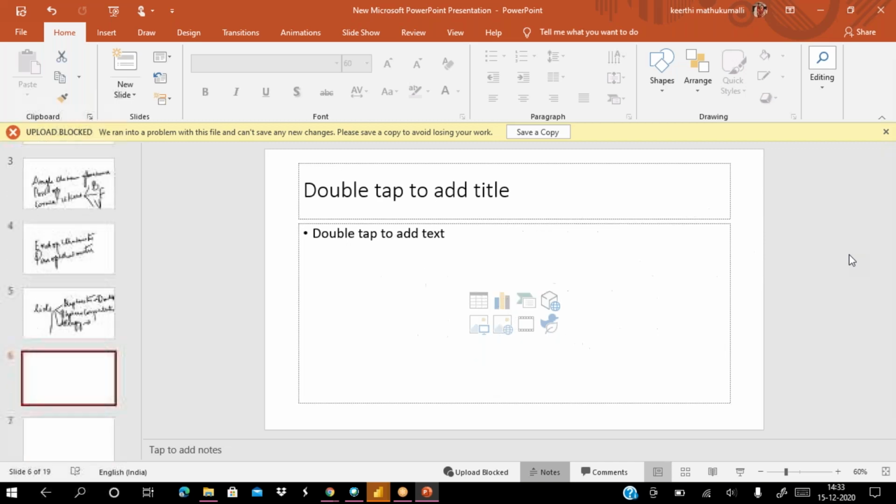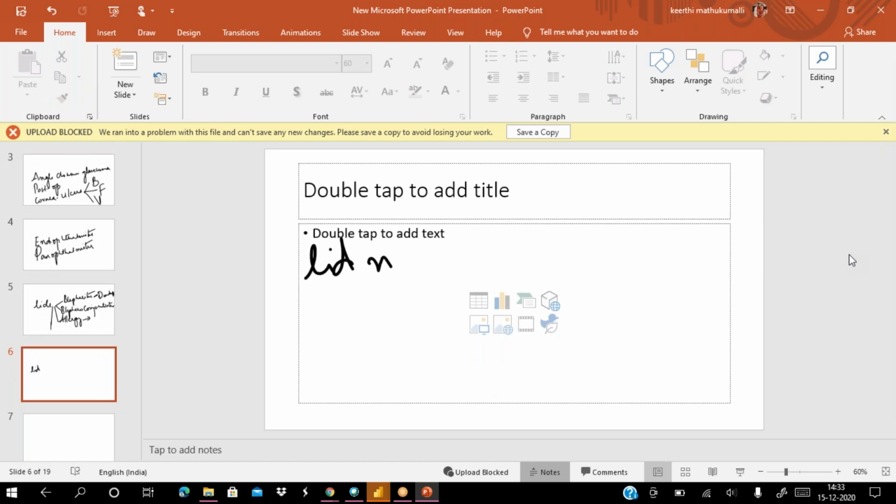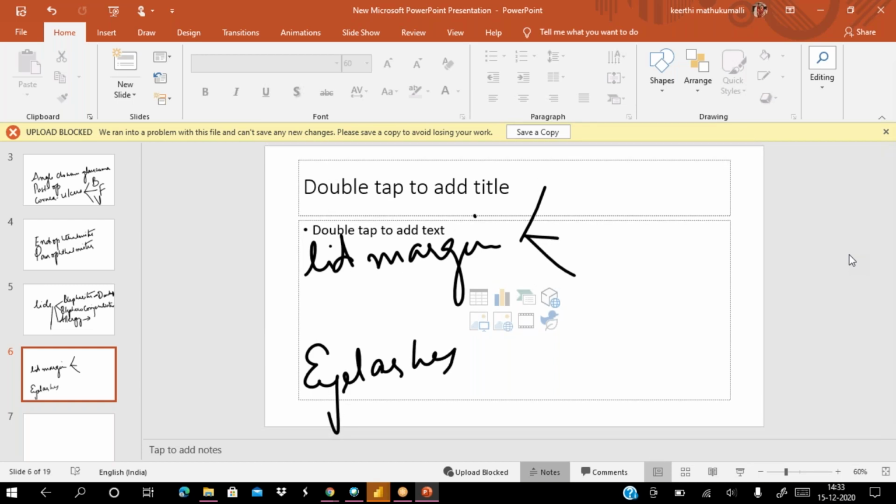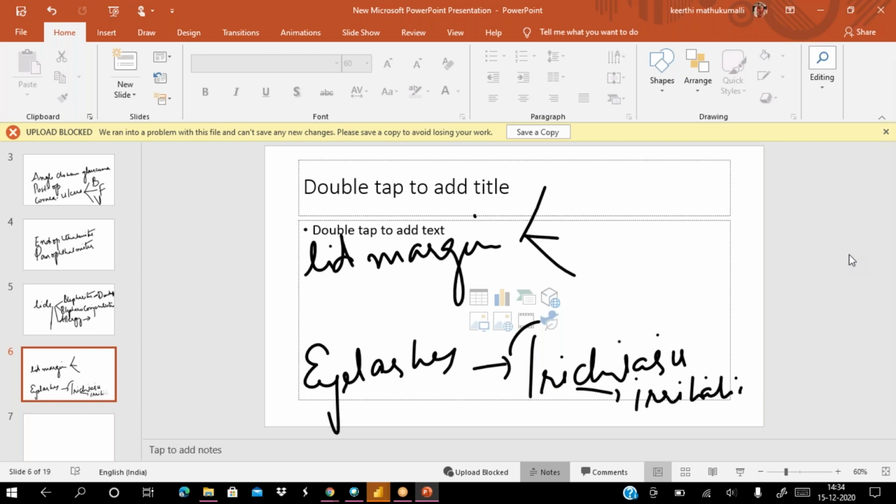So anything related to lid margins which causes redness of the eye, anything related to eyelashes. Can anyone speak about this? Trichiasis. Related to eyelashes. What is trichiasis? Inward curling of the eyelashes. Only inward turning? It is an abnormal position and abnormal direction of the eyelashes. If it is turned inwards, it will touch the cornea and conjunctiva, leading to irritation. So the eye becomes red. Okay, so this is trichiasis.